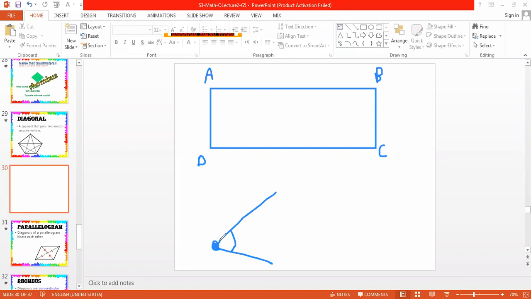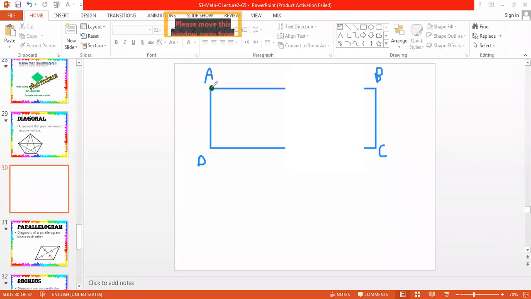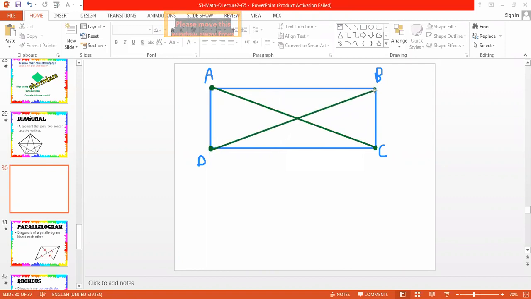So any point where two lines meet, what do we call it? A vertex. So how many vertices do we have here in this drawing? We have 4. What are they? A, B, C, D. So vertex A, vertex B, vertex C, and vertex D. Let us now try to join the vertices with each other. First of all, I'm going to join A with C, and now let us join B with D.